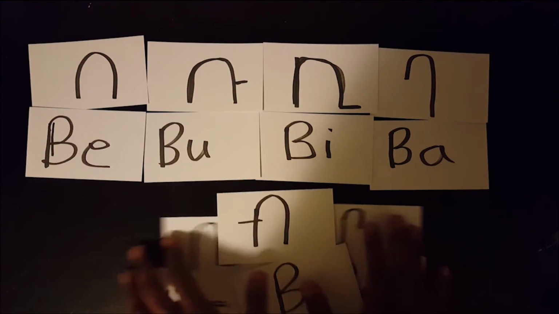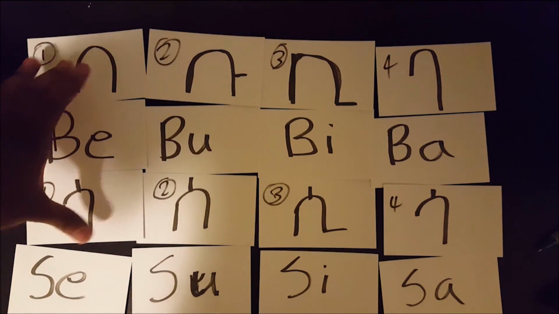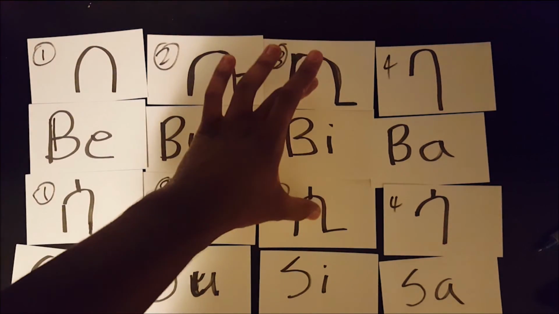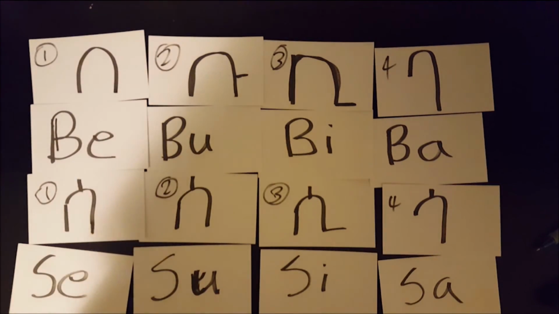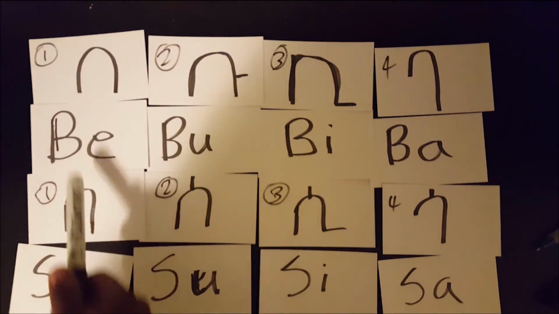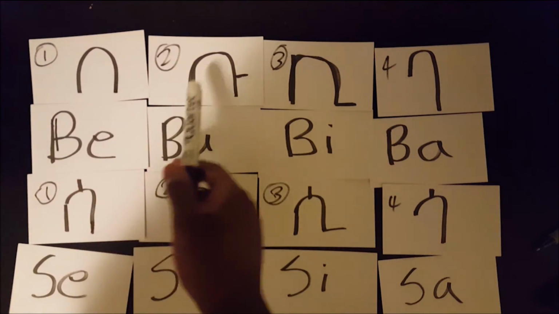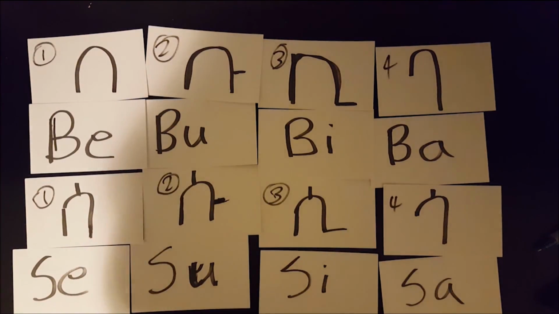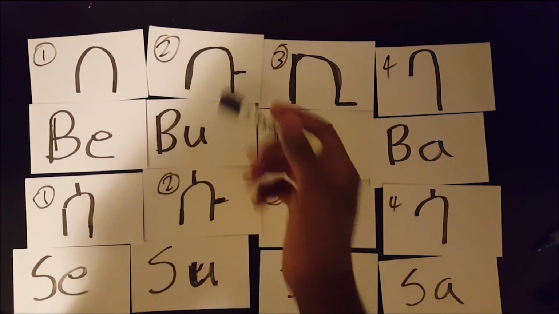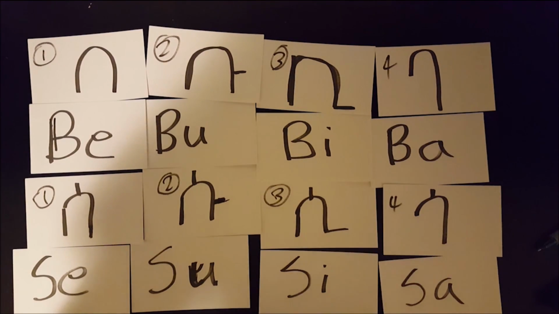All right, let me give you an example. These ones are going to sound similar. So let's sound be, se, right? So be, bu, bi, ba, se, su, si, sa. The first one of each family is going to sound similar. The second ones are going to sound similar. Third ones are going to sound similar. And the fourth, it keeps going on like that.